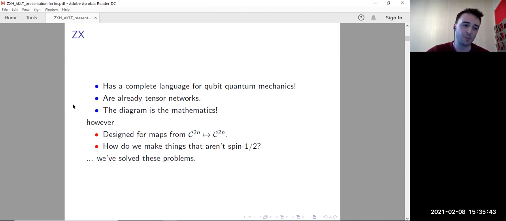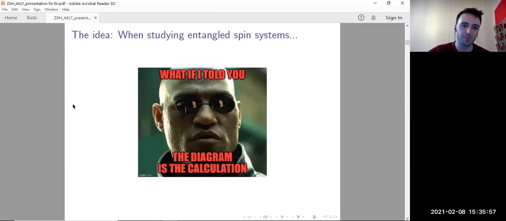And if we're talking systems, often you'll want to talk about things of multiple spins, or different spins, spin 1, spin 3/2, so on and so forth. And that's not obviously related to qubits. And we've solved these problems. So the idea, let's take a condensed matter system, and we're going to view the diagram as the calculation itself. No falling back to some underlying interpretation.